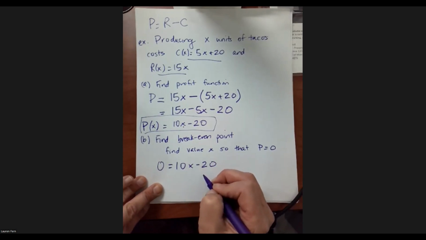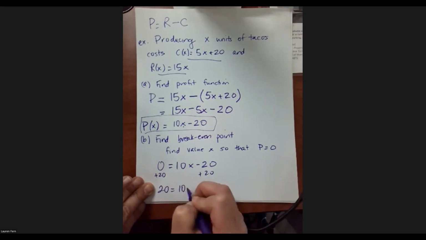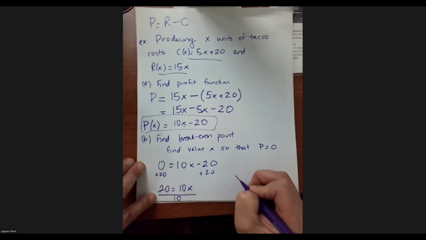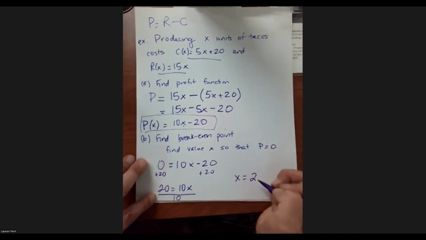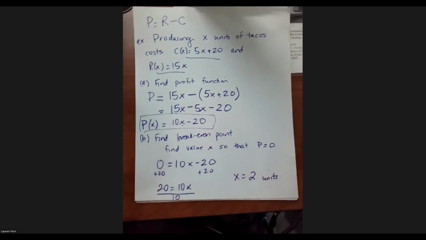What would I do first? Add 20 to both sides. So I have 20 is equal to 10x, and now divide both sides by 10, and we're going to get x equal to 2. So if we produce and sell 2 units of tacos, we are going to break even. You okay so far?